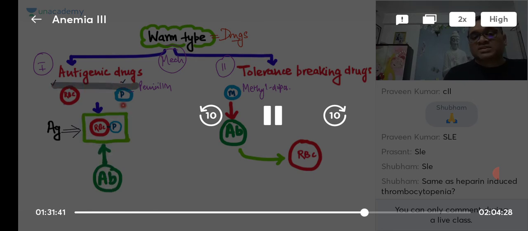So this is called antigenic drug because this drug is making them antigenic. Otherwise, alone neither RBC nor penicillin is antigenic. But once penicillin combines with RBC, they will become antigen. That is why the name is antigenic drug. So which is the antigenic drug mechanism? Penicillin. That is how the question will be asked. Which is the tolerance breaking drug mechanism? Methyldopa.